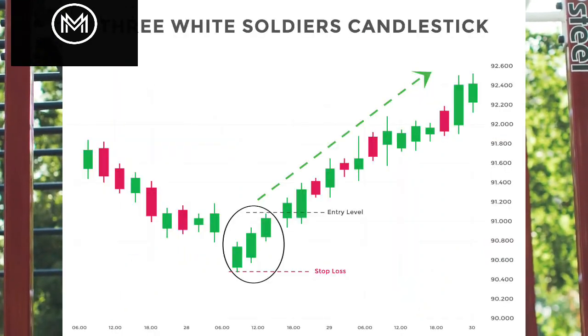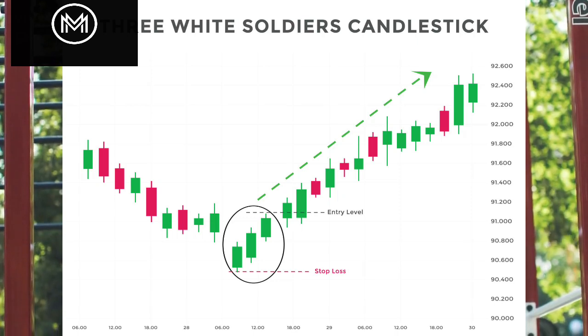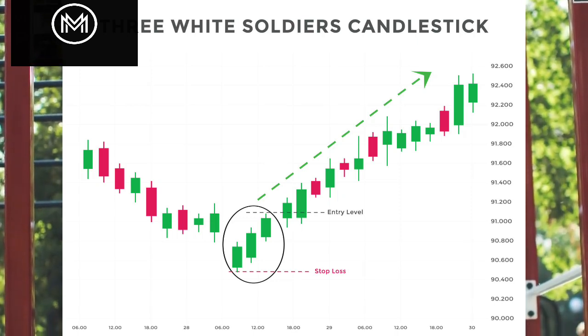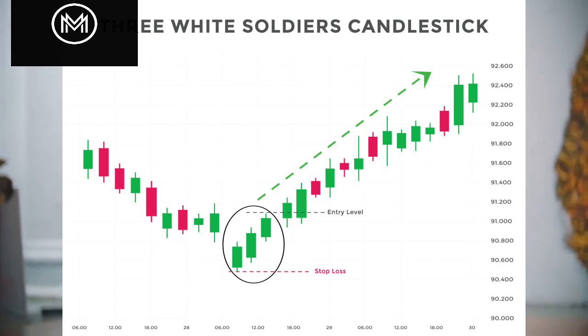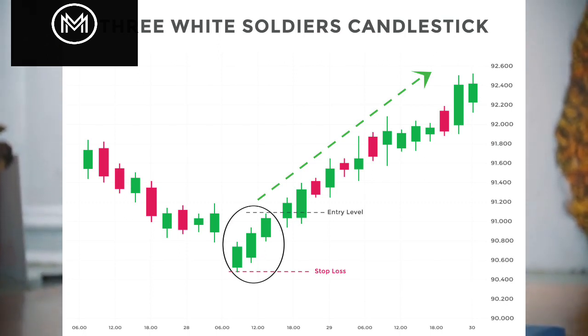3 white soldiers. The 3 white soldiers pattern consists of 3 consecutive long bullish candlesticks with small or no shadows. It suggests a strong uptrend and indicates a potential continuation of the trend.